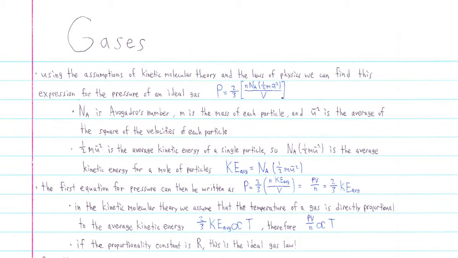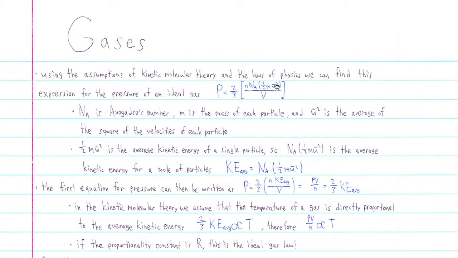So, using the assumptions of the kinetic molecular theory, which describes how ideal gases behave, and some basic physics, we can find this equation for the pressure of an ideal gas. So here the N is the moles of gas we have. The big N with the A on the bottom is Avogadro's number, 6.022 times 10 to the 23rd. And then m is the mass of a single particle.